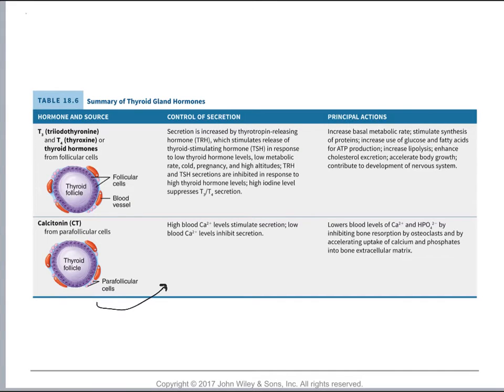So what does calcitonin do? It monitors, so we'll say it monitors the upper limits of calcium in the blood by reducing, and we'll put a lower arrow, blood calcium levels.